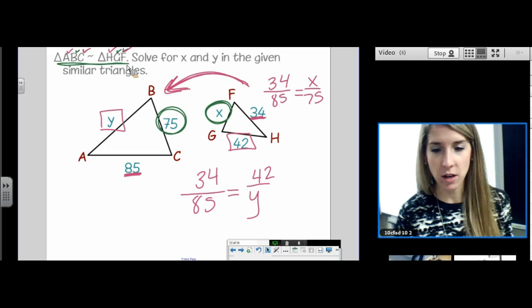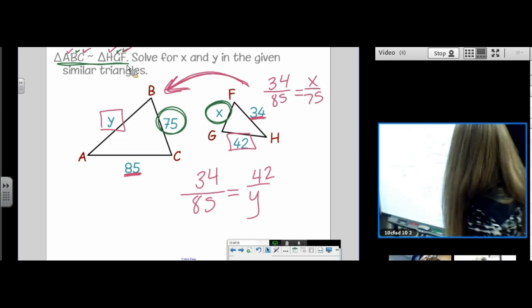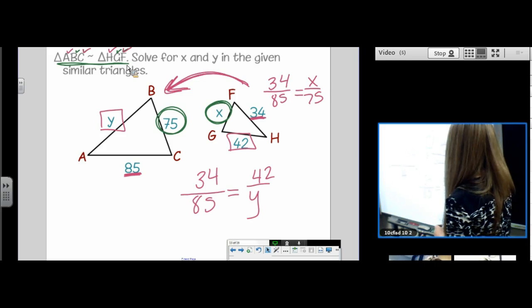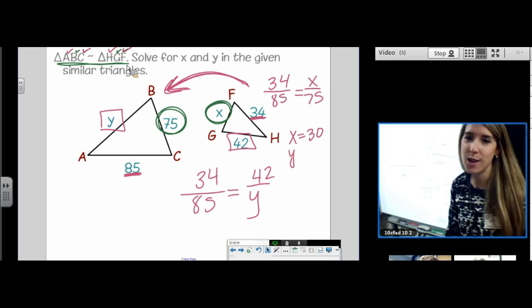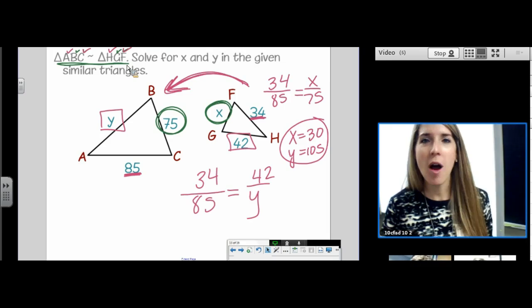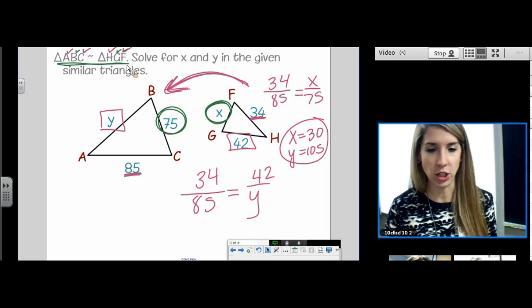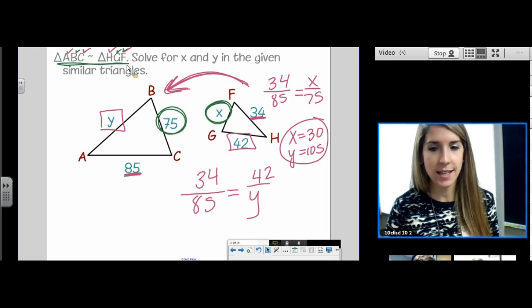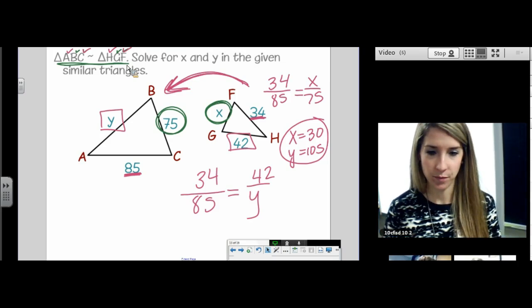Good, Lars. Those are the correct answers. You cross multiply and you get X is 30 and Y is 105. Obviously, solving was not the tough part of this problem. It was setting up the correct proportions. You had to match the correct ones, and then you had to write them in the correct order.